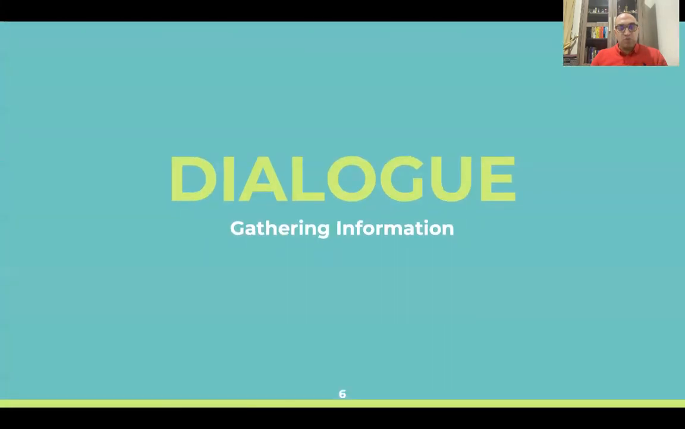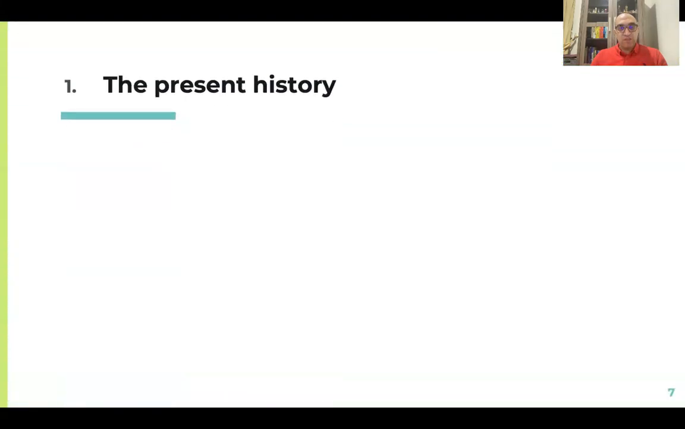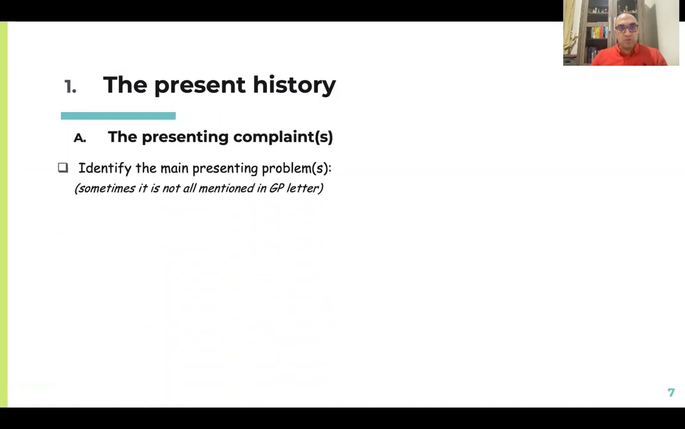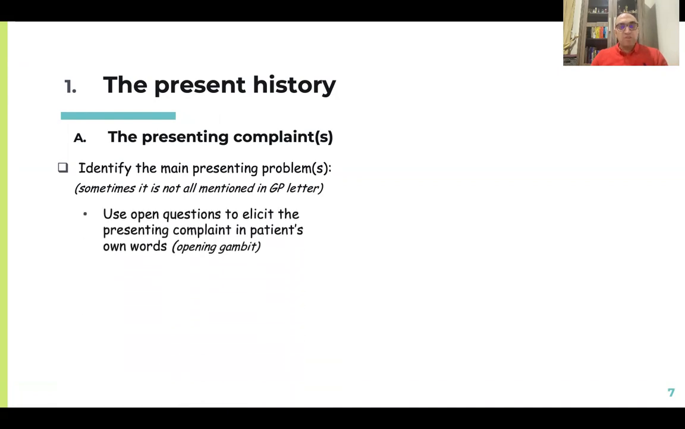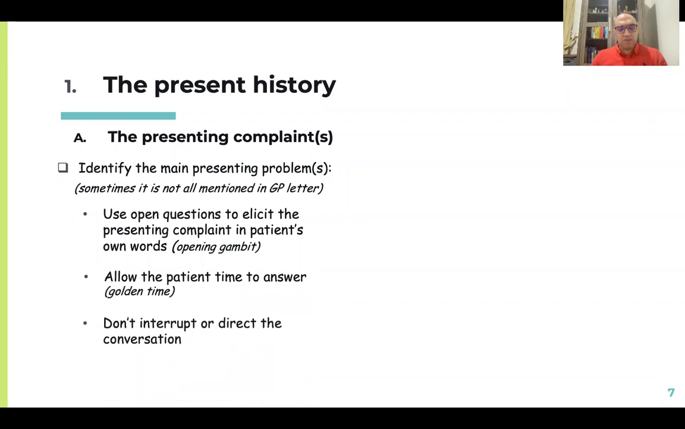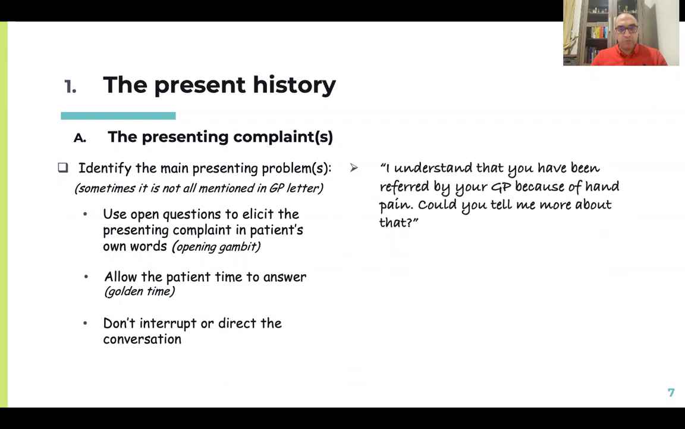The second part of the station is the dialogue, which is the main part of the station and is concerned with gathering information. The first point is present history. Start present history with the presenting complaint or complaints. Sometimes not all complaints are mentioned in the GP letter. Start by using open questions to elicit the presenting complaint in the patient's own words, which is the opening gambit. Allow the patient time to answer, and never interrupt or direct the conversation.